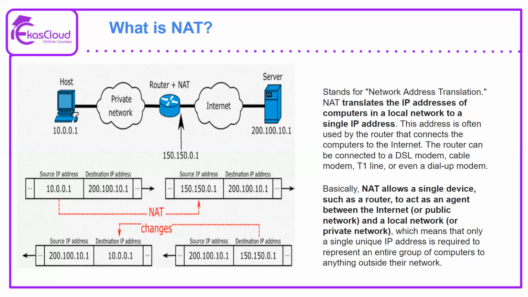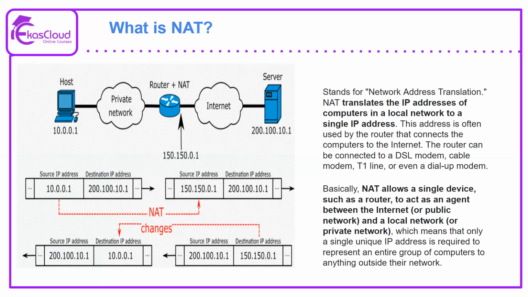So in this picture, we can see the source IP address is 10.0.0.1 and the destination is 200.100.10.1. When we send the packet, it goes to 150.150.0.1 and then to the destination server. On the way back, again, it will go to the router, and from the router, it will go back to the individual computer in the private network.